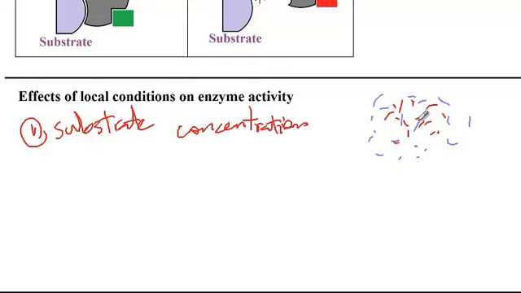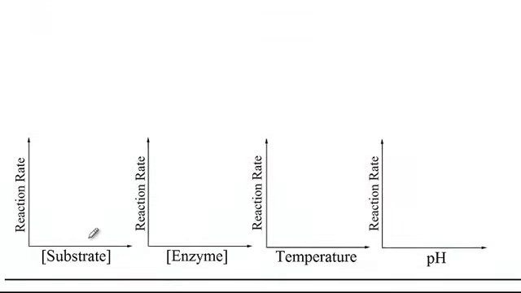and the rate of the reaction will continue to increase until all the enzymes are saturated, and at that point we have reached our maximum enzymatic reaction rate. So here, as we add more substrate, the reaction rate will continue to increase until all the enzymes are saturated. Here we've reached a saturation point. This is the Vmax, the maximum rate of a reaction, because all enzymes are saturated.